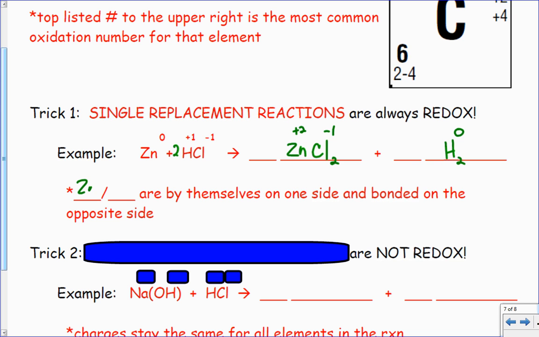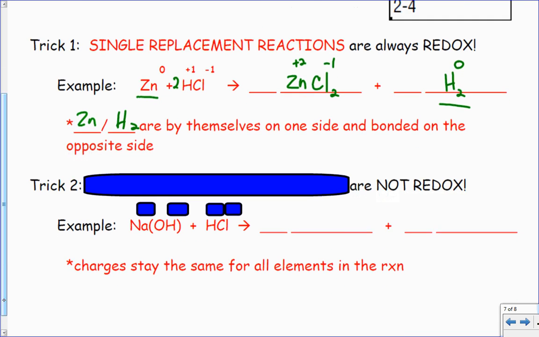I have Zn and H2 by themselves on one side and bonded on the opposite side. So on one side, they're by themselves. Zn's by itself on this side, H2 is by itself on this side. That's where I get that single replacement reaction.